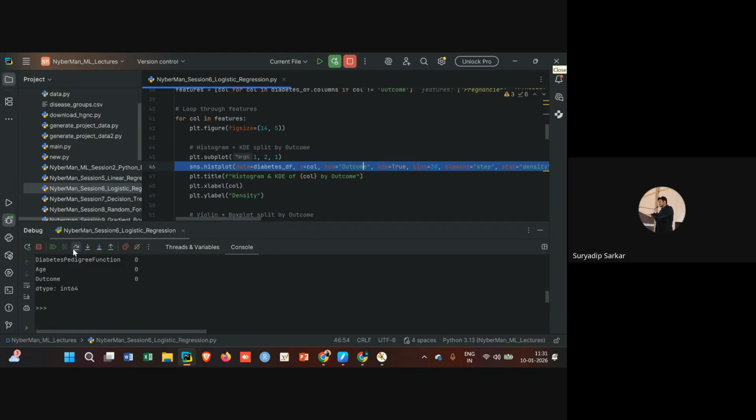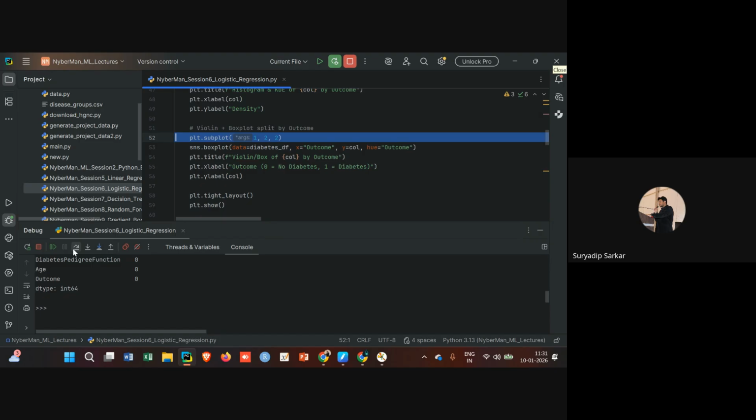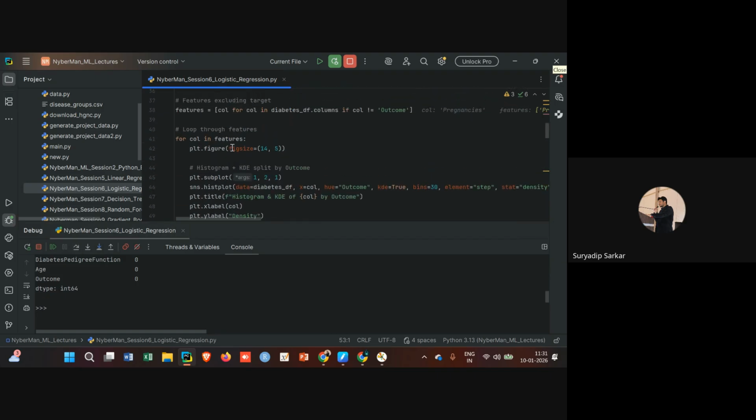Okay, so if you go ahead and run this, and then the title, the X label and the Y label. Okay, then we will also do the violin and the box plot. So we'll go ahead and do this again. For the box plot, the data is going to be our diabetes data frame. Your x-axis will be your outcome. Your y-axis will be the col that you have selected here right now.